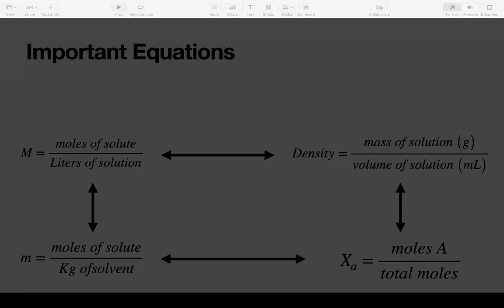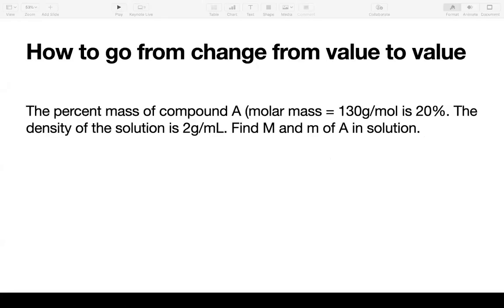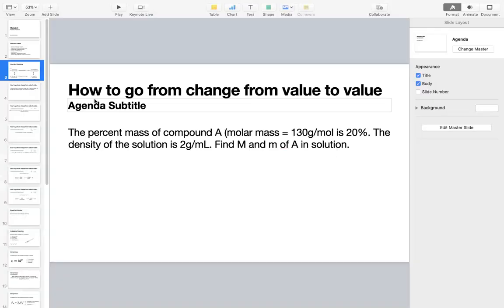So let's do a practice problem. We have the percent mass of compound A. It gives us the molar mass, which is 130 grams per mole, and the percent mass is 20%. It also gives us the density of the solution, which is 2 grams per milliliter. And it tells us to find big M and little m, so molarity and molality.